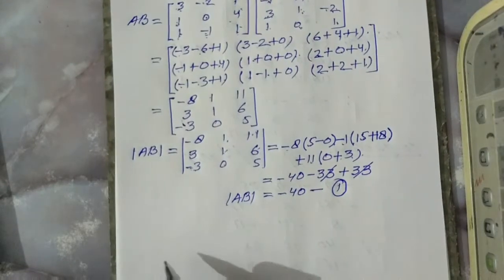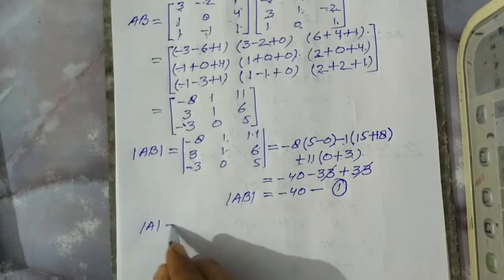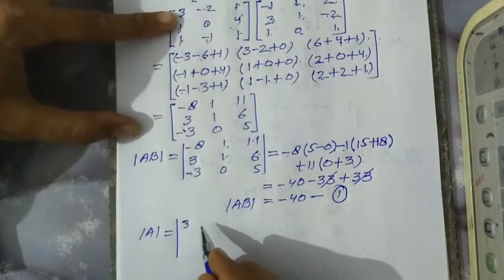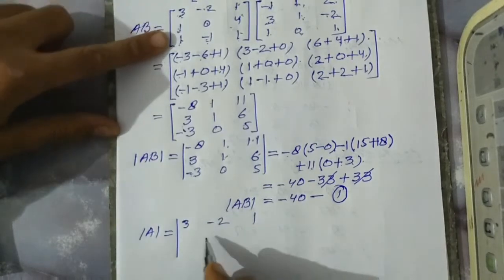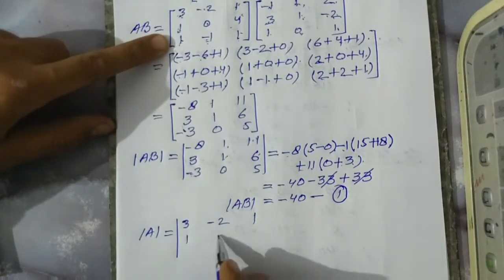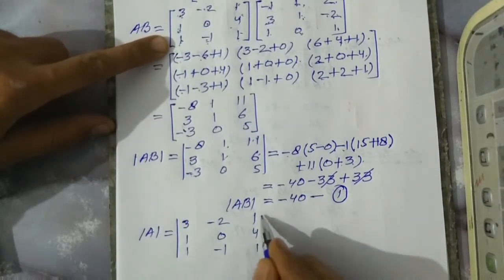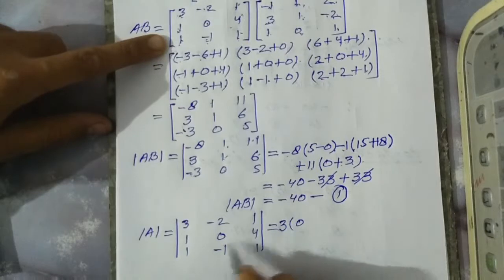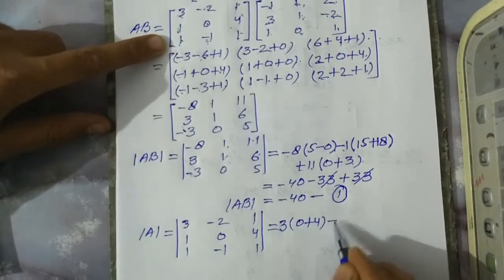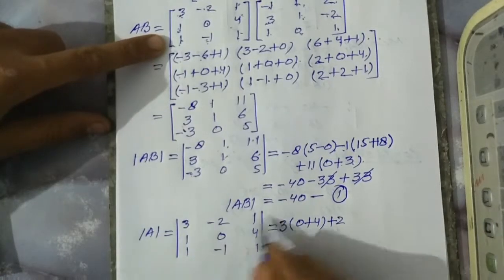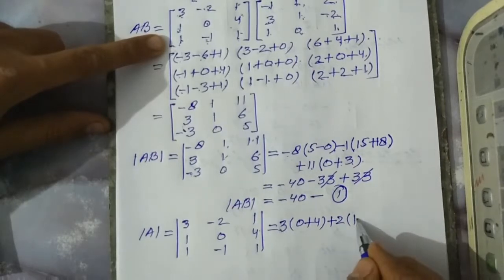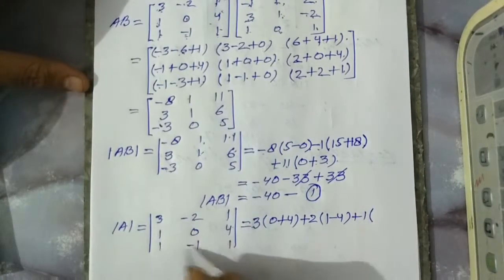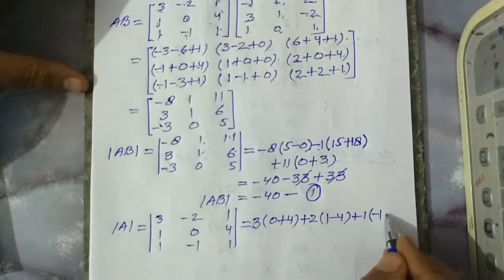Now we need to find out determinant of A. Determinant of A is the determinant of 3, minus 2, 1, 1, 0, 4, 1, minus 1, 1. So determinant is 3, first element, the column and row vanish, 0, minus minus plus 4, and minus 2 becomes plus 2. This column, this row vanish. 1 1s are 1, 4 1s are 4, minus 4. And next element is plus 1 bracket. This column, this row vanish. 1 into minus 1, minus 1. 0 into 1, 0. So minus 0.